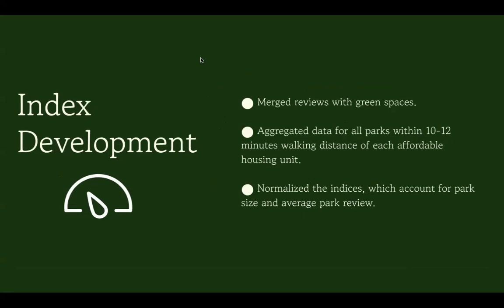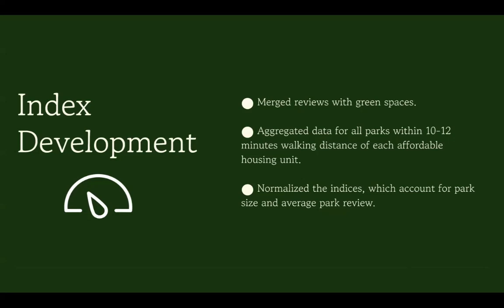After collecting and cleaning the data, we built our accessibility index. First, we matched reviews to the green space data using spatial analysis. Then, for each housing unit, we found all green spaces that are within about 10 to 12 minutes walking distance of each affordable housing. This is the basis of our index. We then scale this index by the size of the green space so that we can give more weight to larger green spaces. We then also incorporate the average green space rating, combining the Google and Yelp reviews. This index is then normalized on a scale of 0 to 100, with 100 being the highest quality housing units.